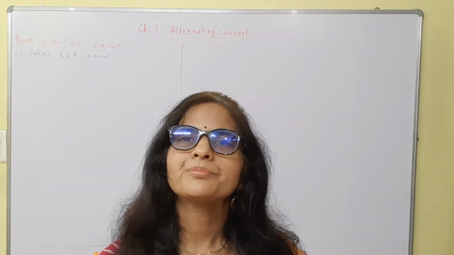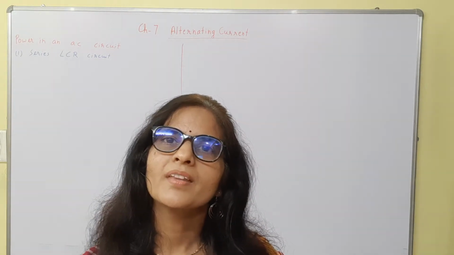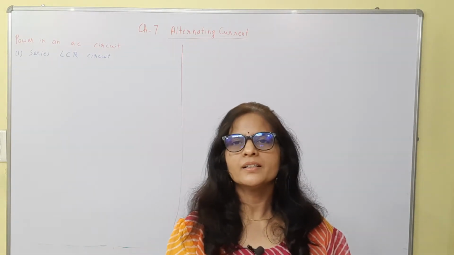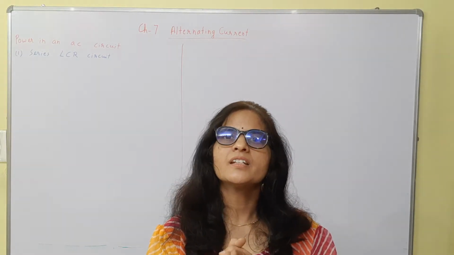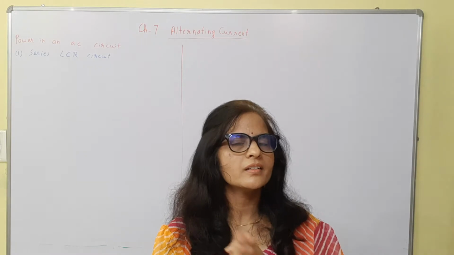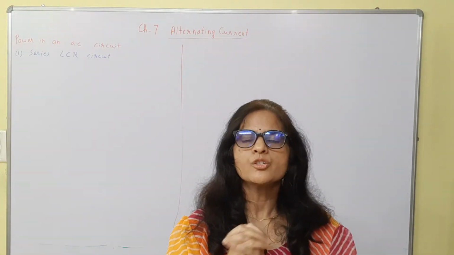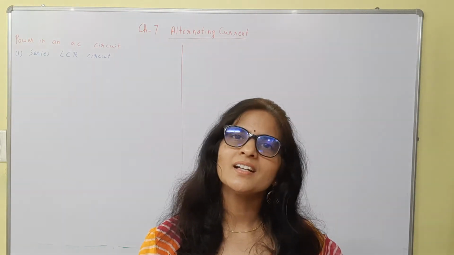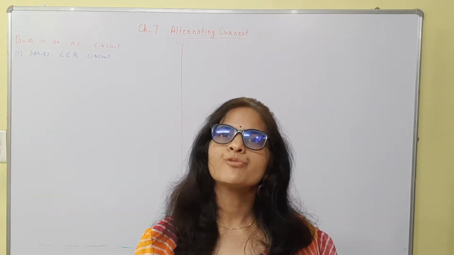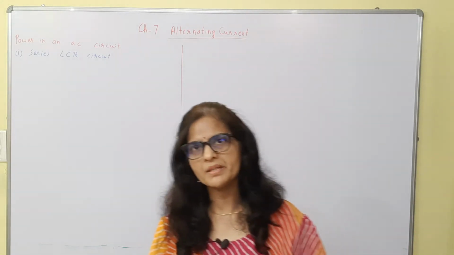Hello everyone. Today we will discuss the power in an AC circuit. So we know that if we can derive it for an LCR circuit, we can find it separately for a resistor, inductor and capacitor if we know the phase difference between the current and the voltage. So I find this method easy: first derive the expression for series LCR and then put the phase difference values for resistor, capacitor and the inductor separately as the case may be.